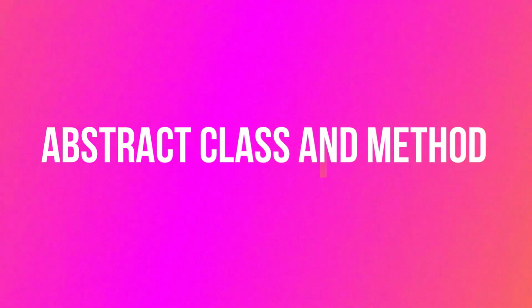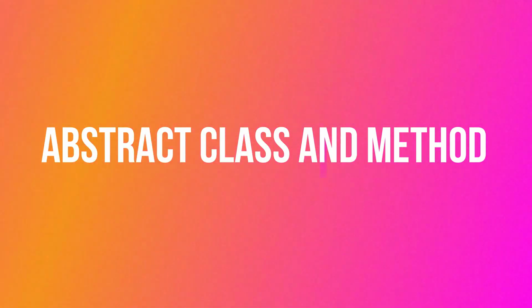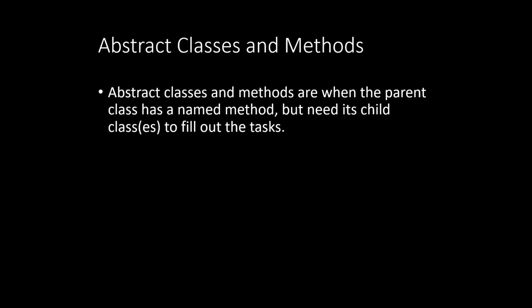So now we will talk about the most important topic in object oriented programming, that is the abstract class and its methods, conceptually. Abstract classes and methods are used when the parent class has a named method but needs its child classes to fill out the task. So in an abstract class, we just declare the method inside the abstract class and define the method in its child class.